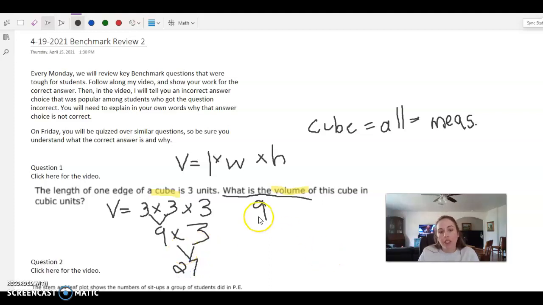It isn't a very difficult calculation problem. The mistake is not doing the work. So our answer is 27. So you're going to need to explain in a full sentence why the answer is 27 and why the answer is not 9. Or what would a student have done if they got the answer 9?